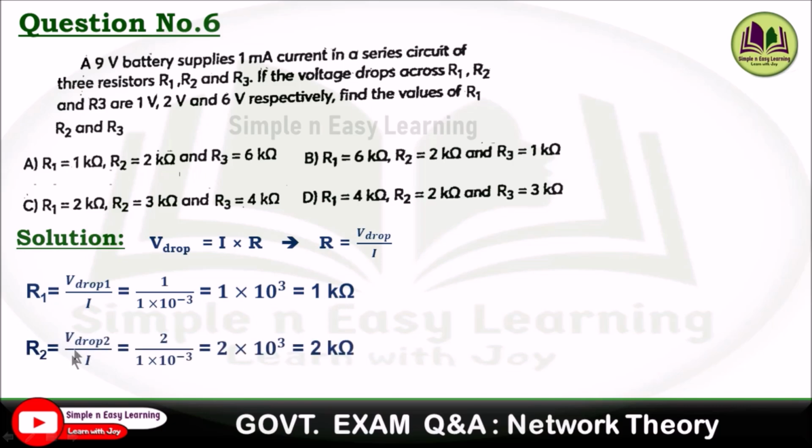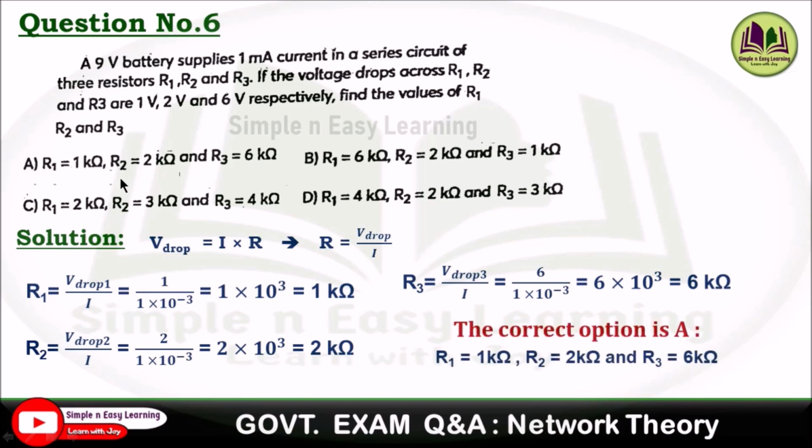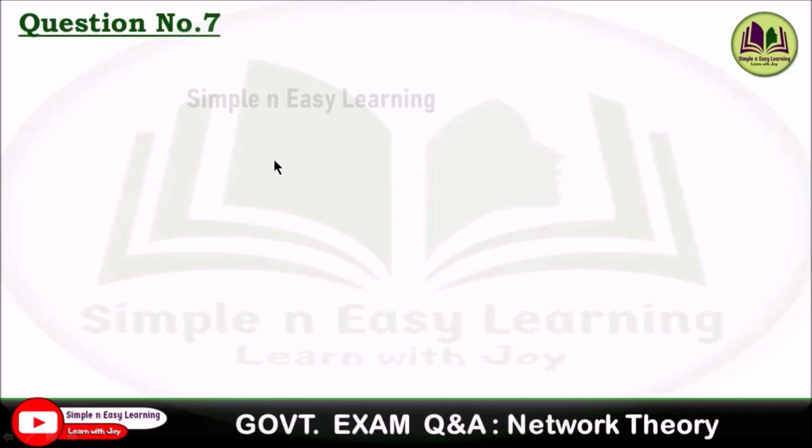For the second resistance, V drop 2 divided by I. So second resistance, 2 volt drop. So 2 divided by 1 into 10 power minus 3, that gives you 2 kilo ohm of resistance. And resistance 3 is 6 volt drop. So 6 divided by this one, that gives you 6 kilo ohm of resistance. So the correct option is option A, R1 equal to 1 kilo ohm, R2 is 2 kilo ohm and R3 is 6 kilo ohm. Question number 7.